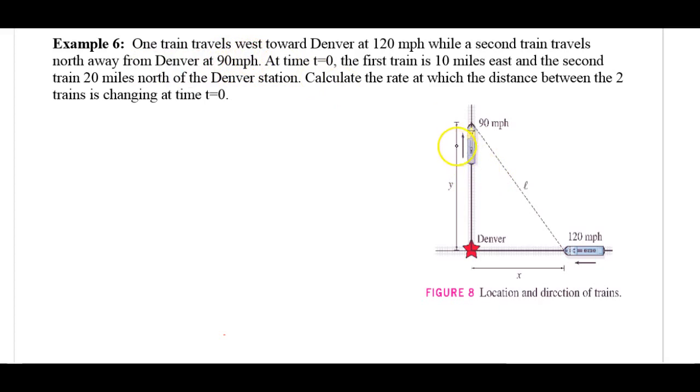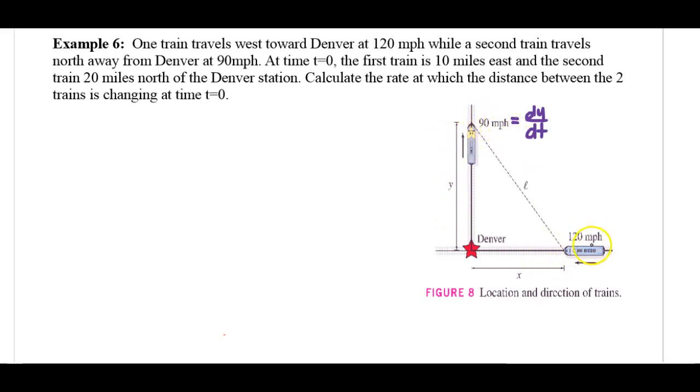Notice that this distance from the Denver station to the train traveling north has been called y. And this distance of y is going to be an increasing distance because the train is traveling north away from the Denver station. So when I've been given 90 miles per hour, what I've really been given is dy/dt. And it would be a positive quantity because y is getting bigger. So the rate of change of y is going to be a positive quantity.